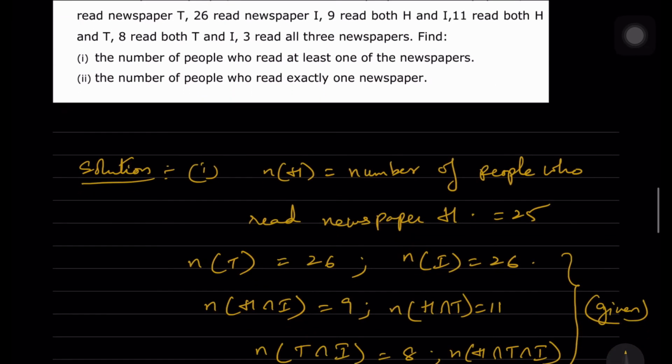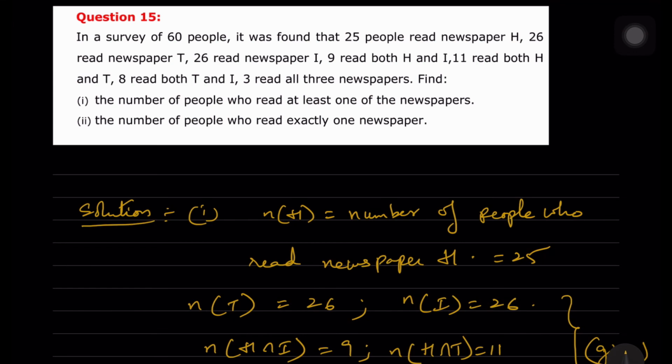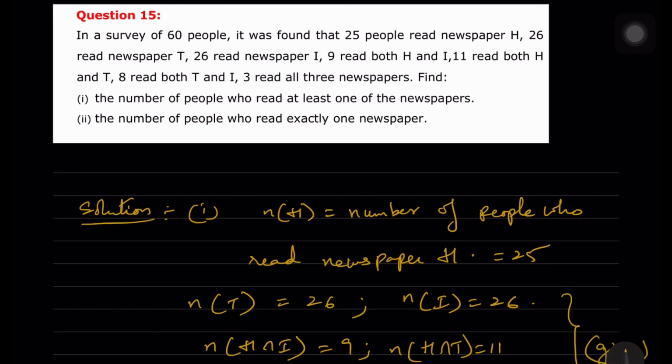So next, going into question 15. In a survey of 60 people, it was found that 25 people read newspaper H, 26 read newspaper T, 26 read newspaper I, 9 read both H and I, 11 read both H and T, 8 read both T and I, 3 read all 3 newspapers. Find the number of people who read at least one of the newspapers. First one, and the second one, the number of people who read exactly one newspaper.